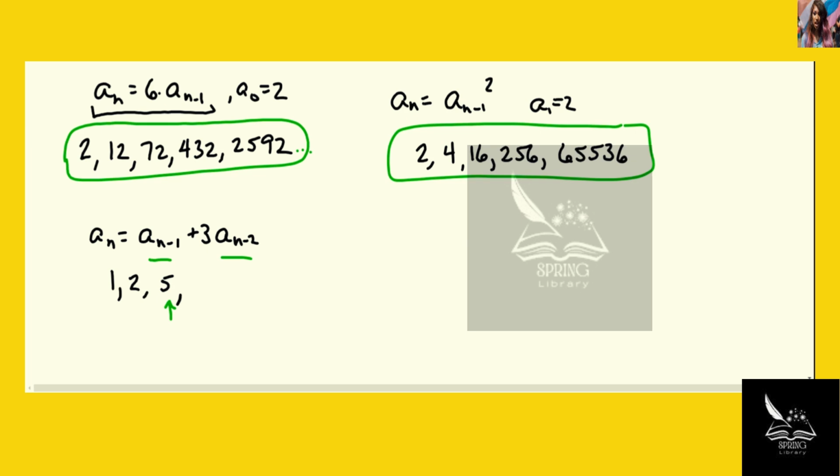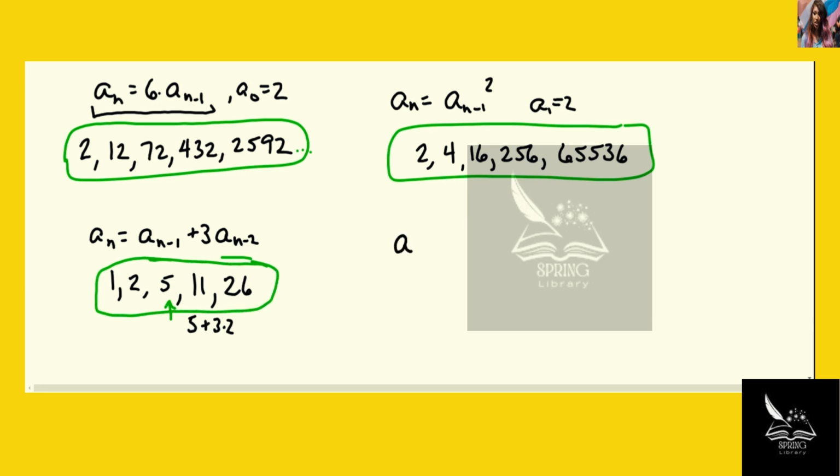Okay, now let's get to that fourth term, a sub 3. I take a sub 2, which is 5, plus 3 times a sub 1, which is 2. So this is going to be 5 plus 3 times 2, or 11. And for the last one, we're going to take 11 plus 3 times 5. Again, we're going back 2 different spots each time, and that gives us 26.